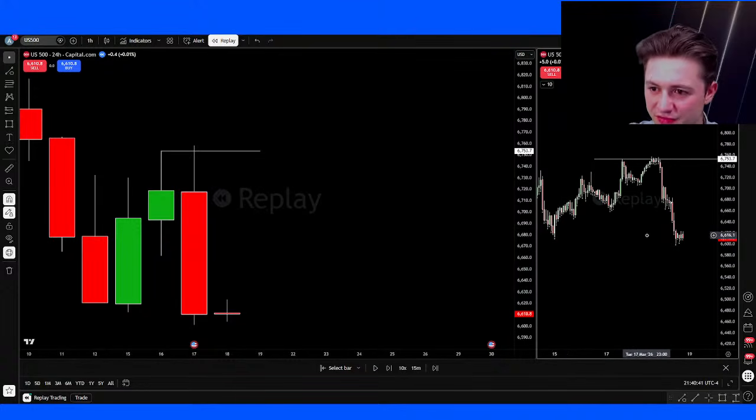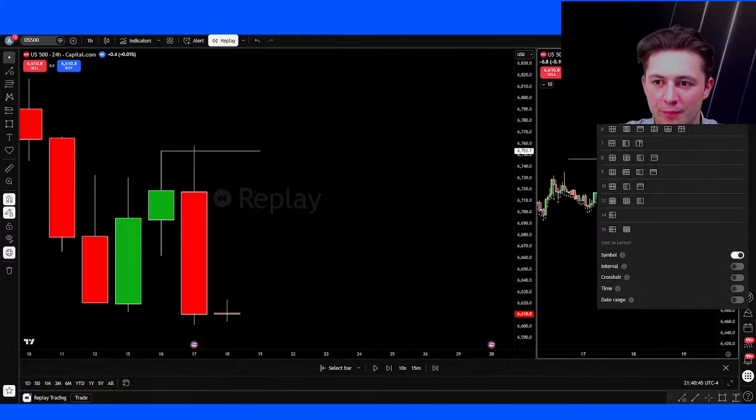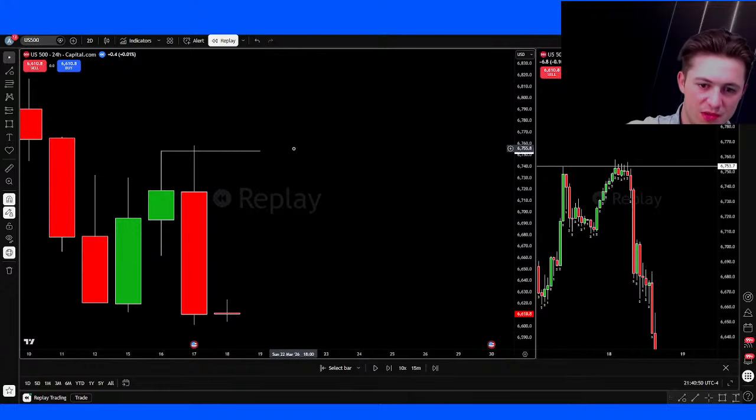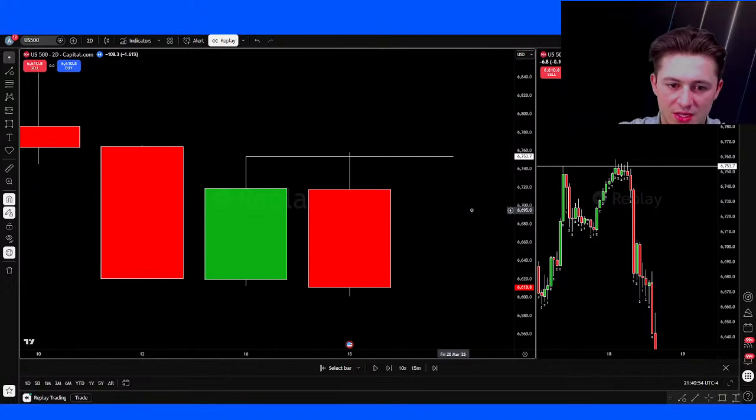Now, the defense for this is making sure you're not the first one. Not the first one in. What I mean is this. Let's say we were looking at this. This is a 2-day chart. It could be a monthly chart for all we care. But let's say we're looking at this as our trigger.